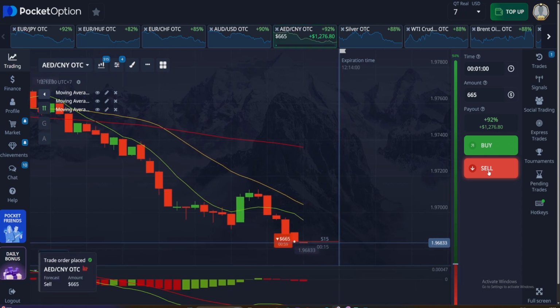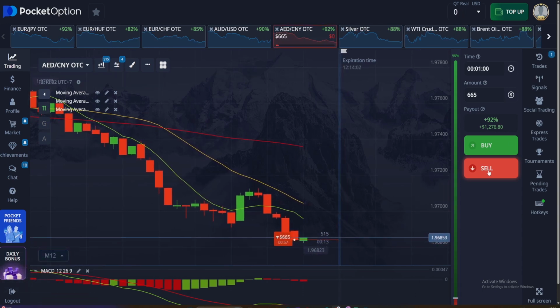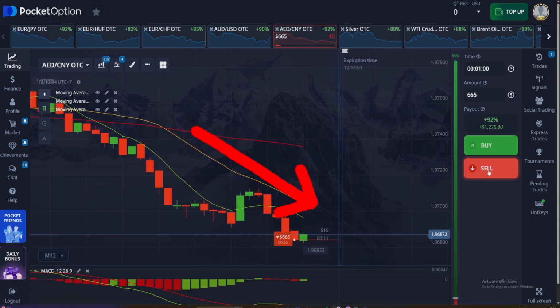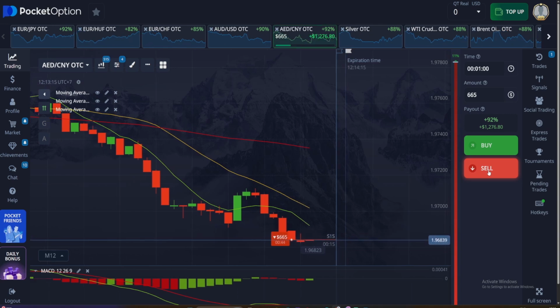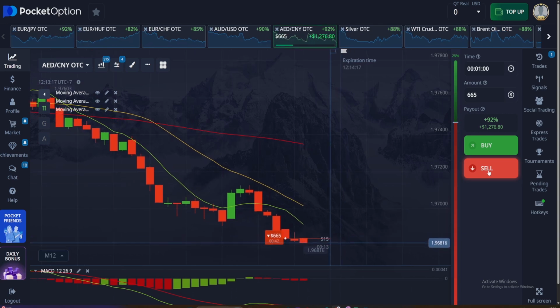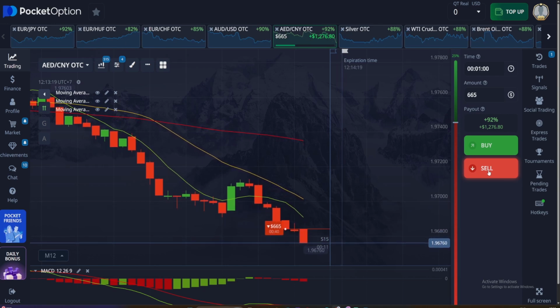Okay, my analysis is still the same as before. I see that the market is still in a downtrend and there's no strong sign of a reversal yet. So I decided to follow the trend again, and this time I'm taking a sell position for 1 minute. Trading with the trend is always safer, especially when the market conditions are this clear. Let's see how it turns out.